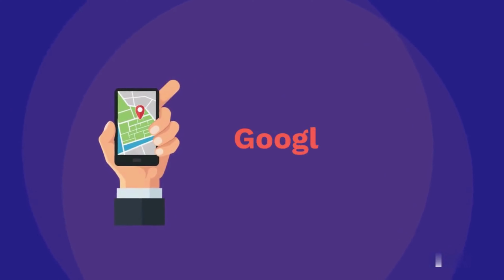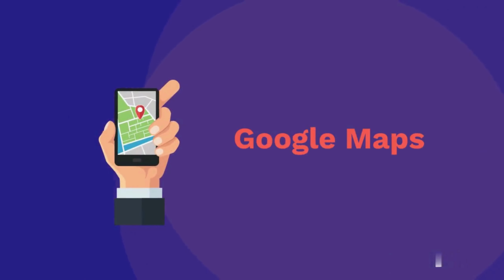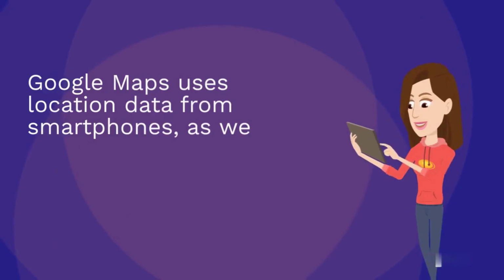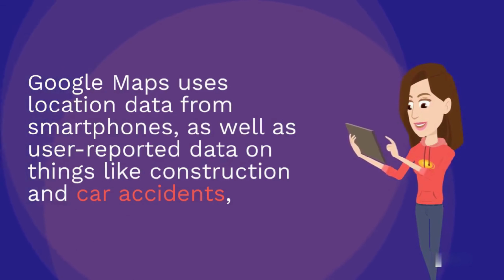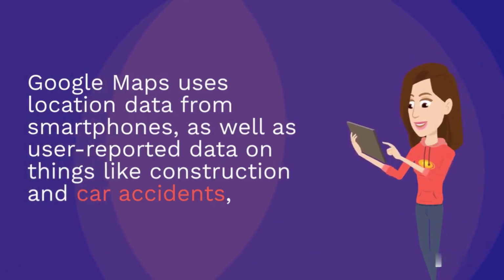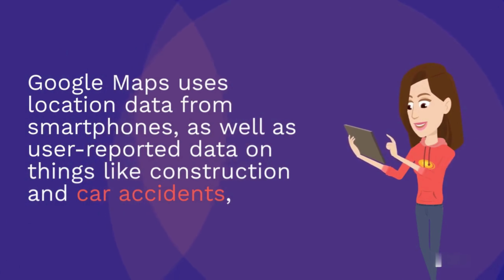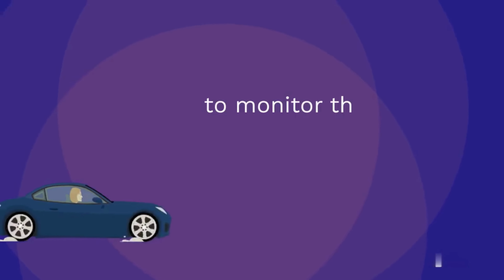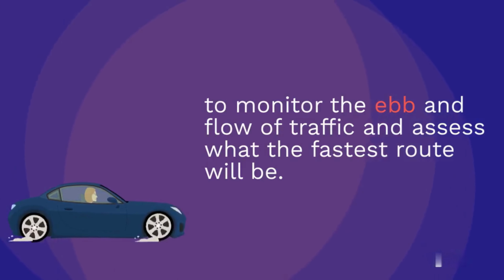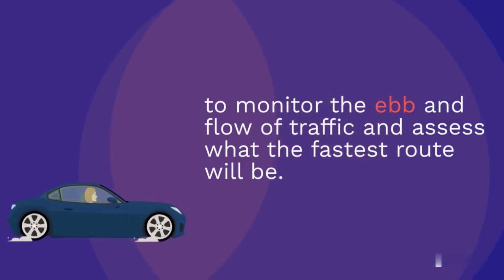Google Maps. Google Maps uses location data from smartphones, as well as user-reported data on things like construction and car accidents, to monitor the ebb and flow of traffic and assess what the fastest route will be.